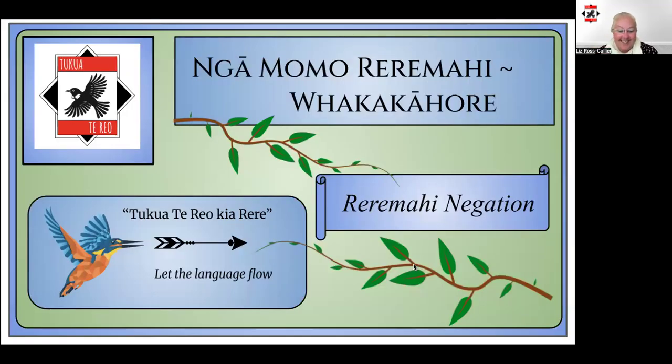Kia ora koutou. This video is all about negating different types of reremahi, action sentences. I'll be showing you how to negate the three types of reremahi that we've learned about so far, using the different tohu wā that we've covered so far. And there'll be a few quick practice examples at the end.